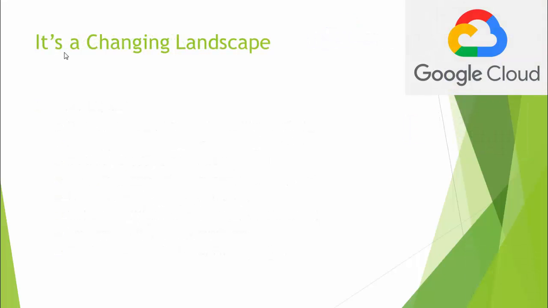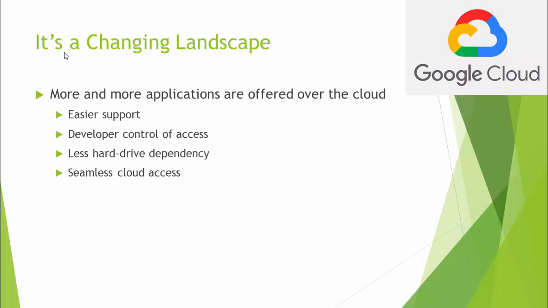Now, the world is changing. So more and more applications are being offered over the cloud. In other words, major parts of the overhead of running the applications are done on servers off-site. And this has advantages both for vendors and for the users. The vendors find it easier to support because they know what machines the applications are running on. The developers also have control of access. They can decide who accesses their applications and when.